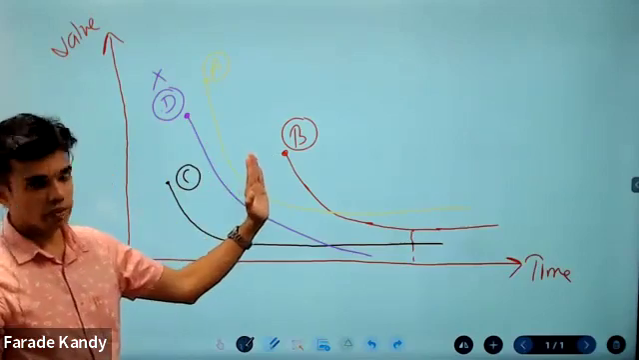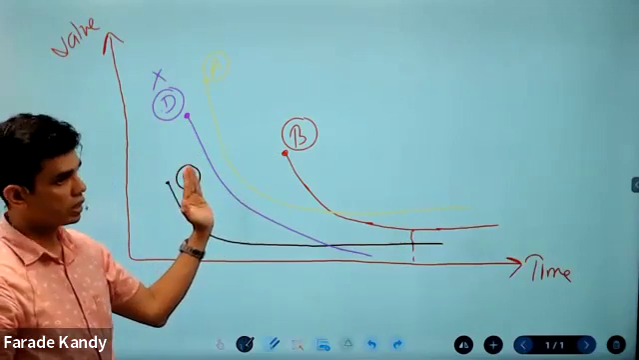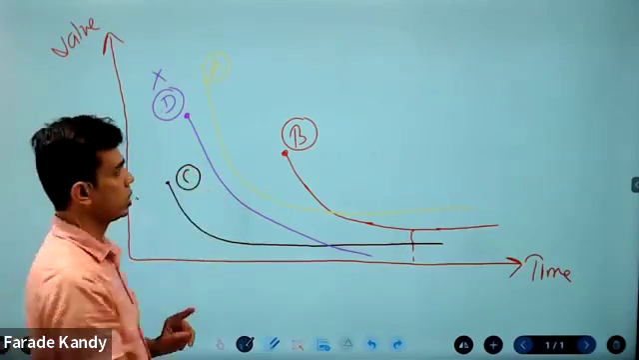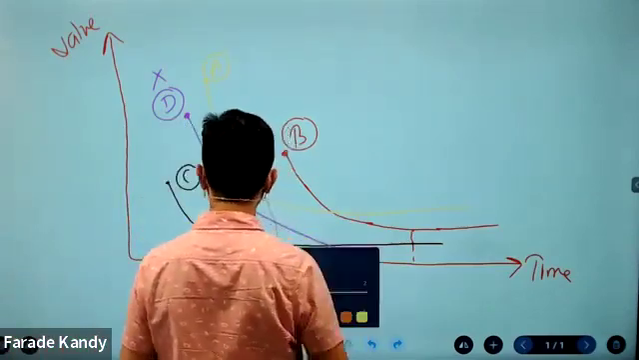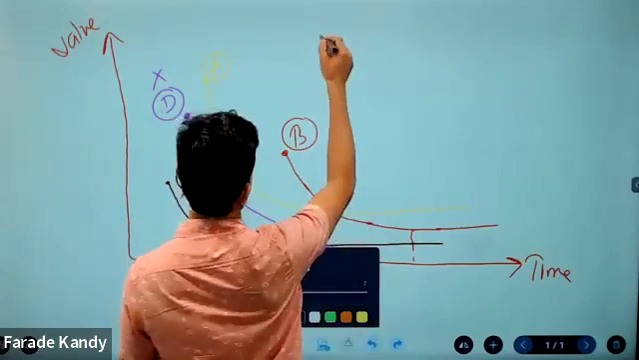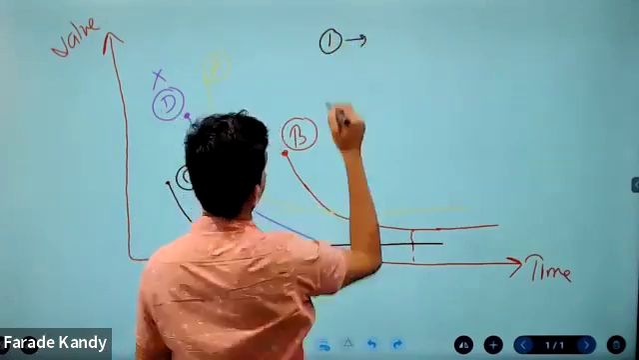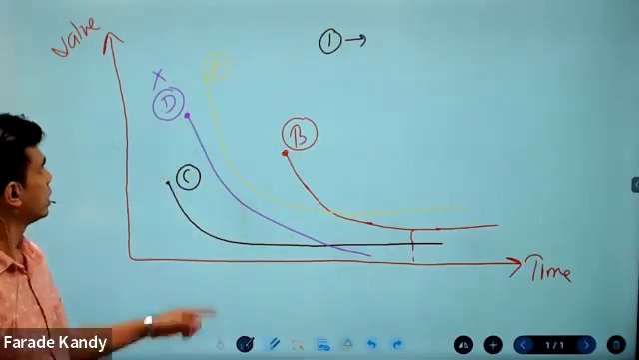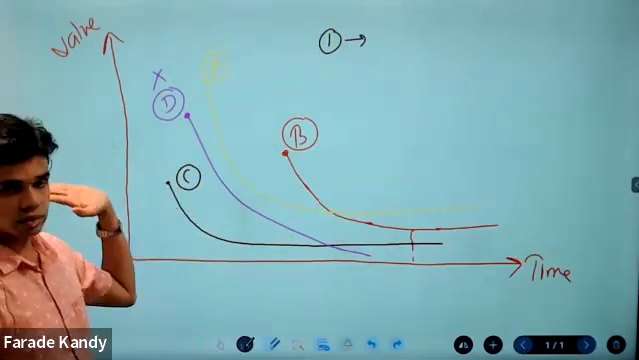Now I'm asking questions. Among these, which event starts first? What is the first event to be started? Which event is the first to be started? A, B, C, D?